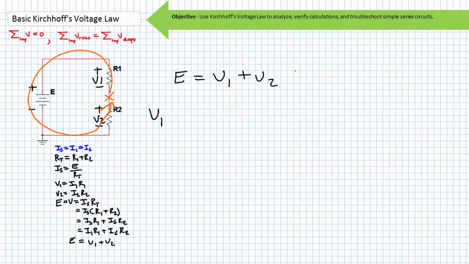Moving on, leaving the positive terminal of our resistor, we enter the positive terminal of the source and leave its negative terminal. This is a drop of E. A drop goes on the other side of the equation. Leaving the negative terminal of the source, we enter the negative terminal of resistor 2 and leave its positive terminal. This is a rise of V2. A rise goes on the other side of the equation. The KVL equation for our circuit is V1 plus V2 equals E.